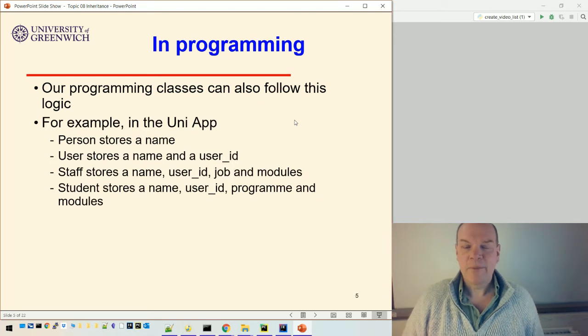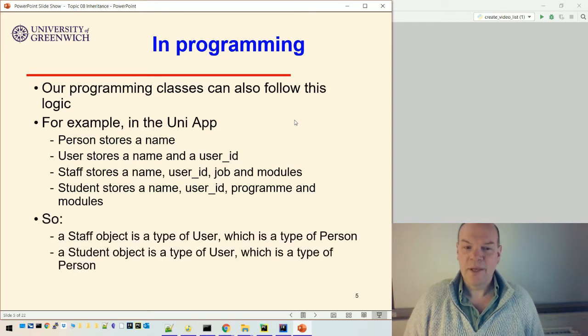So, for example, if you think about the Uni app, this is the person class, the user class stores a name and a user ID. The staff class stores a name, user ID, job, and modules. And the student stores a name, user ID, program, and modules. So you can think about a staff object as being a type of user, because it's like a user, but it's got a bit more information.